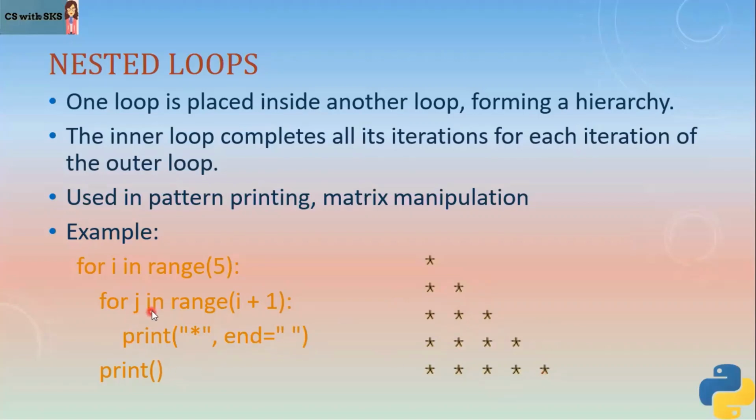And after coming out of this inner loop, I am just printing a new line character, because by default this end value is a new line character. So this empty print statement will simply print a new line. It will insert a new line, right? So that is how nested loops work, right?